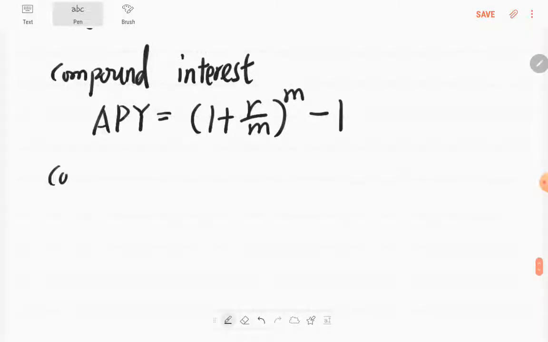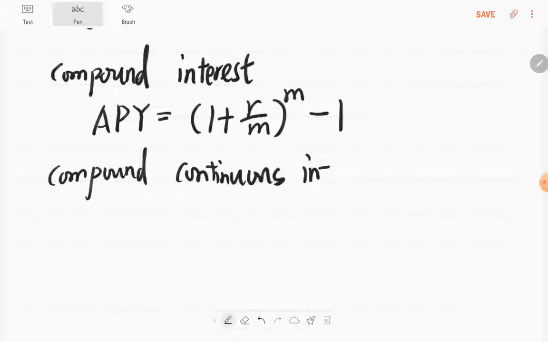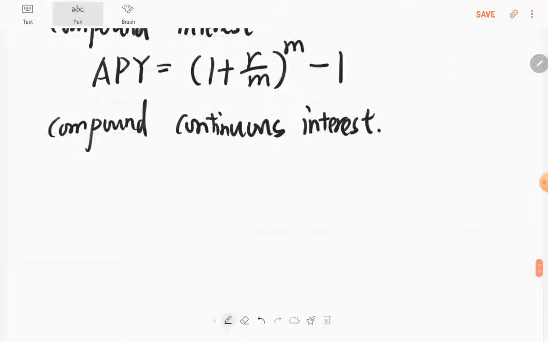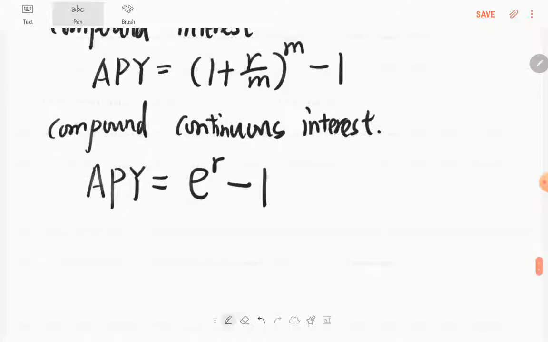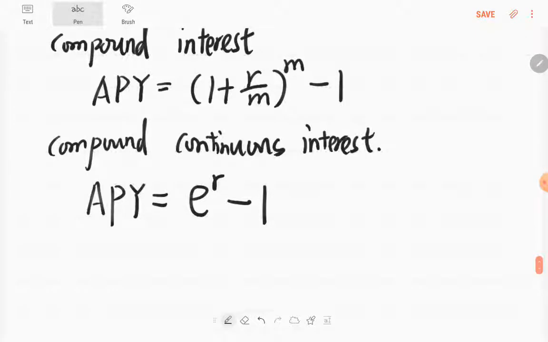And if we have continuous compound interest, the APY is equal to e to the r minus 1. If you want to know the details of where these two formulas come from, you can look at your textbook. Okay, so here we want to illustrate two examples.